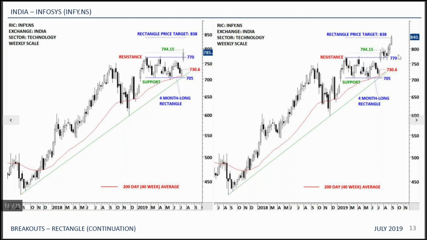Infosystem in India, a steady uptrend, 200-day moving average. The rectangle, a 4-month-long rectangle, eventually finding support at the 200-day, another support at the 200-day, and this is the breakout week. After the breakout week, we see a couple of weeks of consolidation above the chart pattern boundary, and then the trend resumes higher.